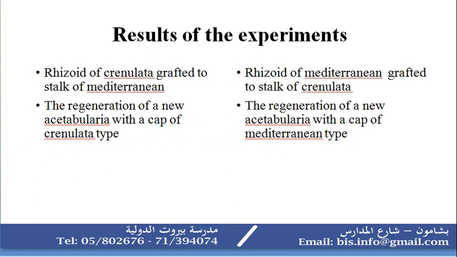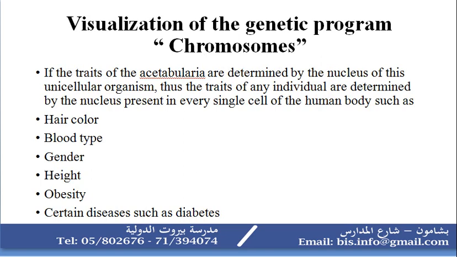This proves that the genetic information is actually present in the nucleus of this organism, which is the acetabularia, and thus the traits of any individual are determined by the nucleus, which is present in every single cell, such as the body cells like skin or liver cells or pancreas cells. And these traits are basically like the hair color, the blood type, the gender, the height, obesity, and certain types of diseases.